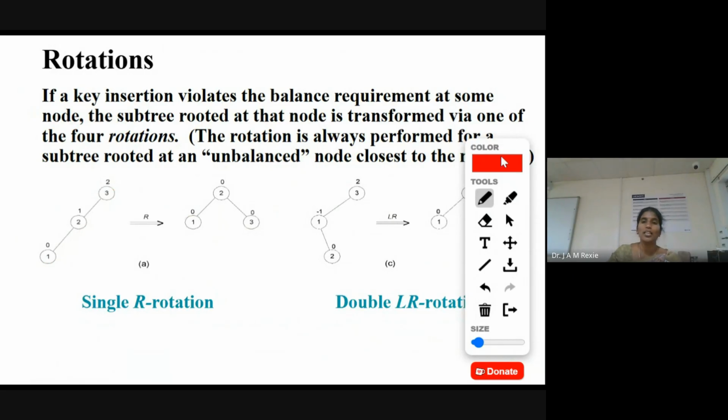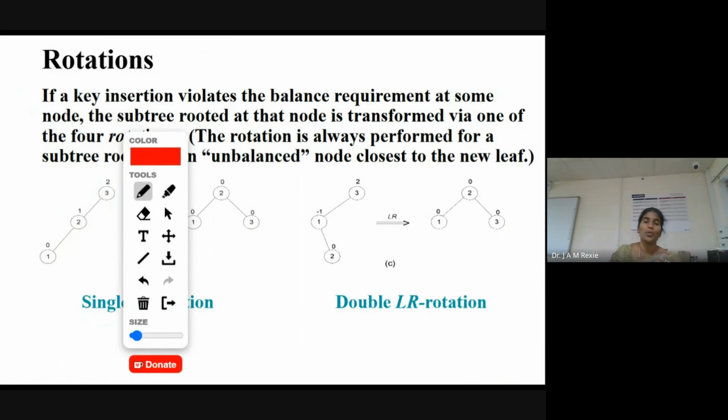Instead, if I have the insertion like this: initially I had 3 and then I inserted 1, and then the insertion is done here as 2. In this case, for 2 the balance factor is 0, for 1 the balance factor is minus 1, but when we take the balance factor for 3, it is becoming 2. So this is the pivot node. With respect to the pivot, the insertion is done at the left subtree and then the right subtree. From the pivot node, we have to look at the next two directions.